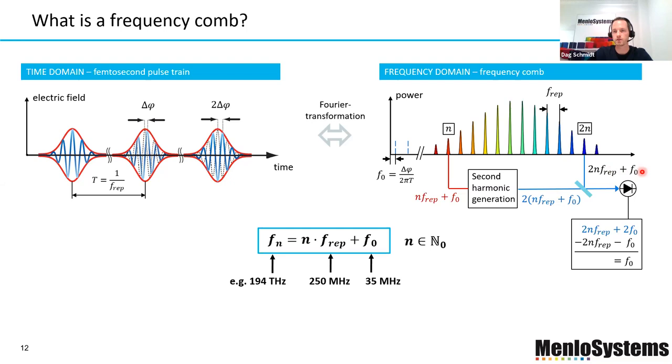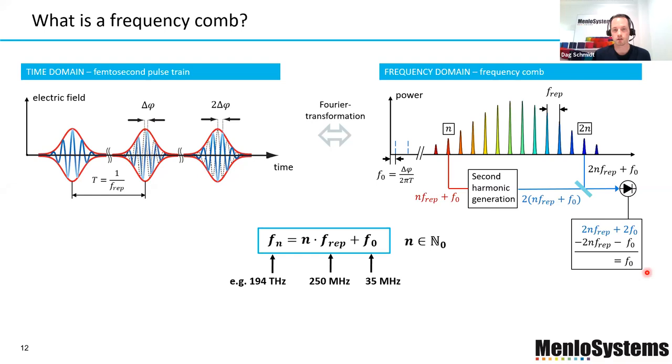And now what we do, we're sending the red part, we're sending the light through a crystal, which does second harmonic generation. So this formula here gets a factor of two here. And then we superimpose these two light fields on a photodiode. And the photodiode gives you the beat signal, and the beat signal is exactly the difference between those two frequencies, and indeed this adds up to be exactly f0. So we can measure both, and if we can measure both, we can also stabilize both of them.